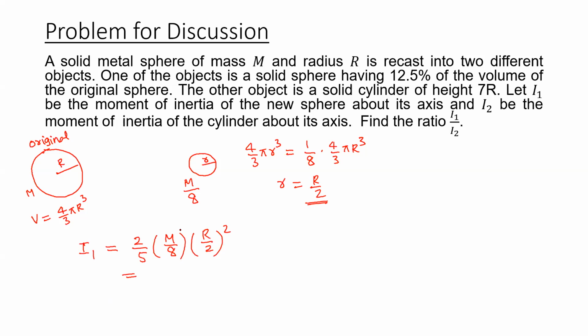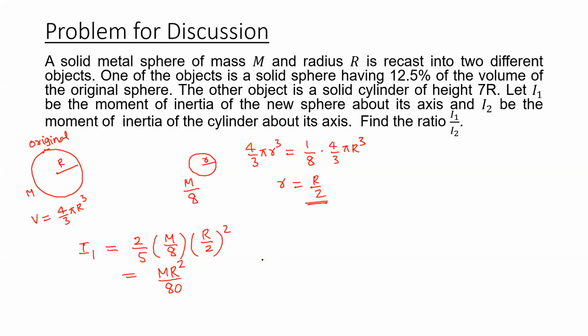Now if I look at it, what do I have? 2, and then in the numerator, I think I'll have 1 by 4 here. So this 1, 2 disappears. So I have MR square by 80. You're okay? Now we need to get I2.